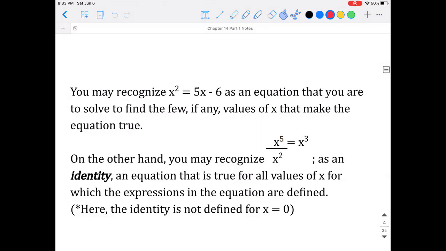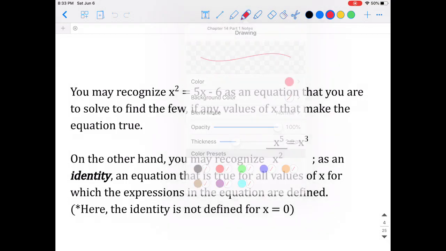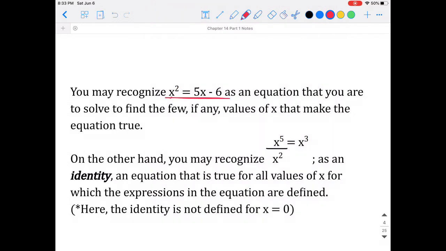So looking at our first equation, we have x squared equals 5x minus 6. We know there are certain x values that we can plug in that will make that equation true. On the other hand, x to the fifth over x squared simplifies to x cubed. We can plug in any value for x to this term and have a solution. The only number that we cannot plug in is 0, because that will make the left side of that equation undefined.